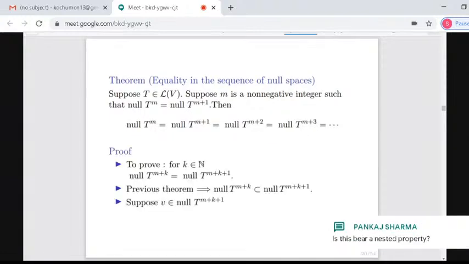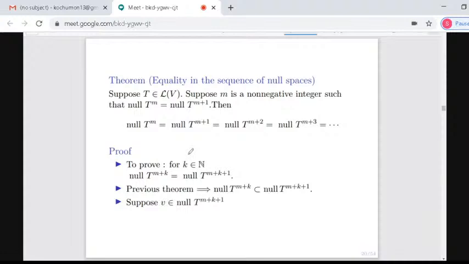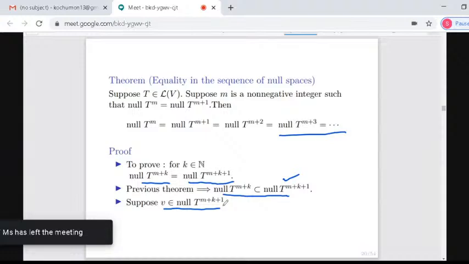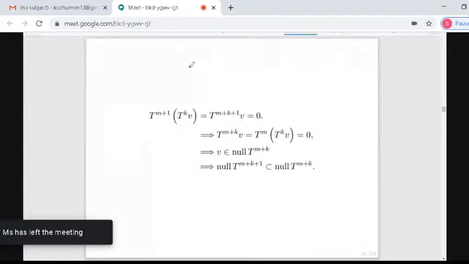So what you want to do is you take a k and consider the null space of T to the power m plus k, and we want to prove that the null space of T to the power m plus k is the null space of T to the power m plus k plus 1. So all these things are equal is what I want to show. From the previous theorem we have one containment already. Now suppose that we want to prove the other direction. Suppose that V is in the null space of T to the power m plus k plus 1.